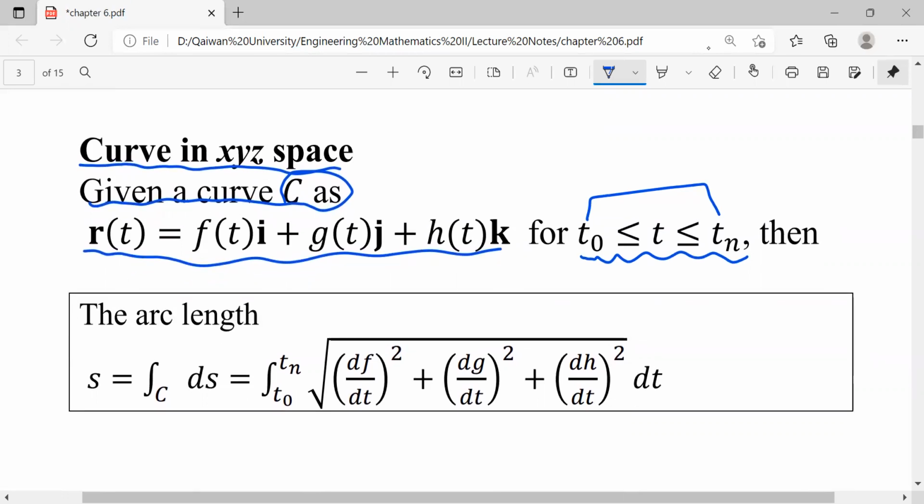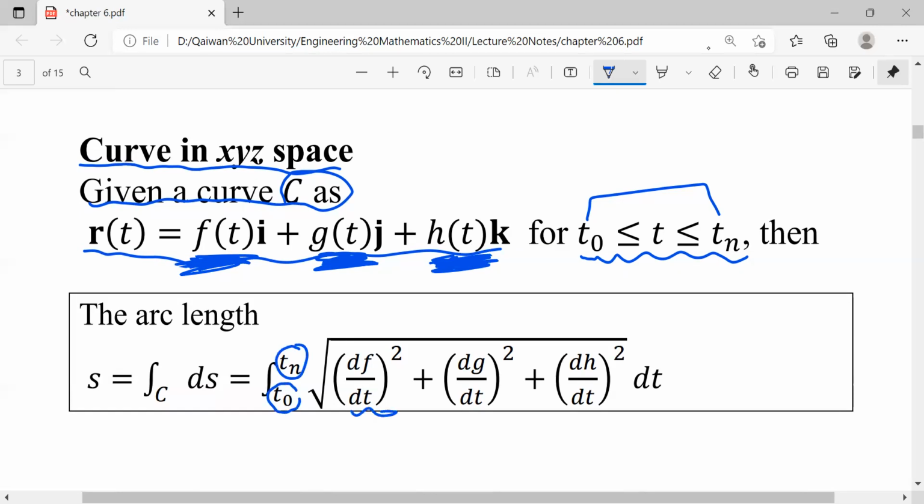We say the arc length here is the integration of the square root of the sum of the derivatives of all components squared. The first component, we find its derivative then square it. The second component, we find its derivative then square it. The third component, we find its derivative then square it. All in a square root, dt from t naught to tn.